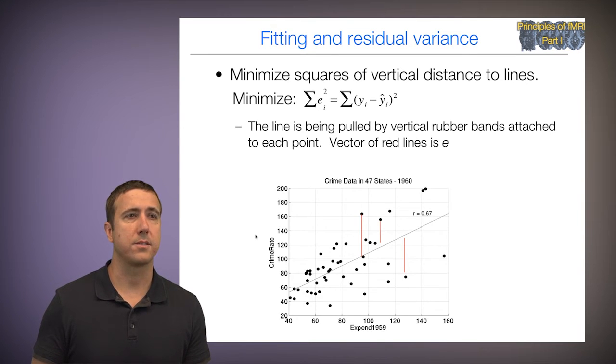Here, in this example, the regression line, I like to think of as being pulled by rubber bands, vertical rubber bands that are attached to each point. I've got three of those shown there, and you can imagine a rubber band connecting each point to the line. And the greater the pull, the greater the influence on the line.